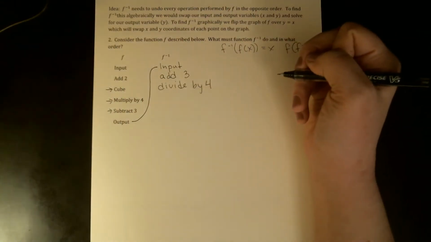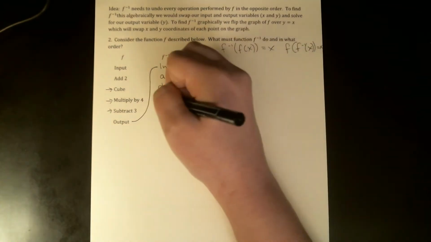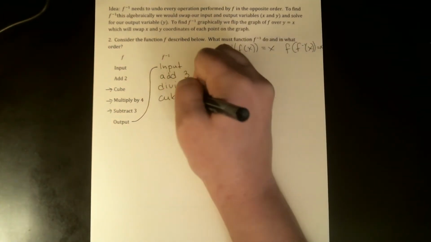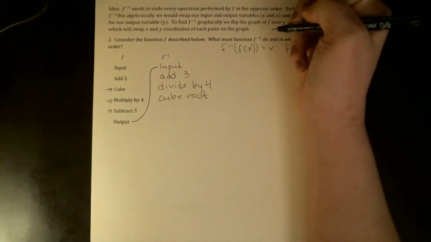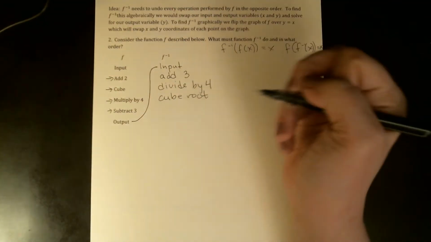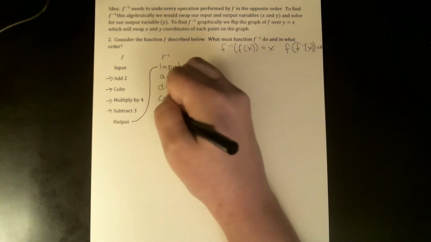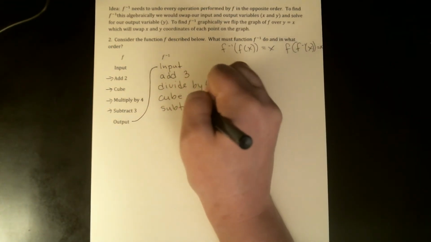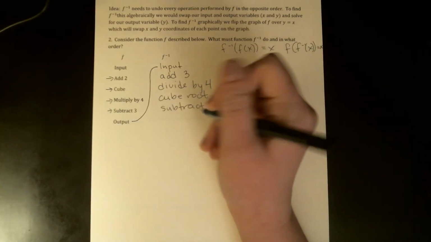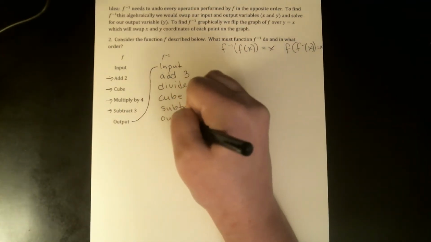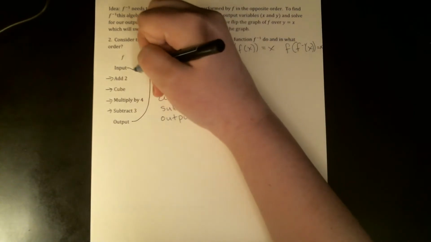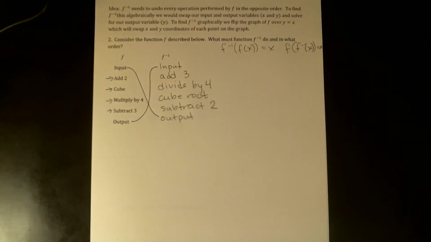Before that, f would have cubed whatever it had. So we want to cube root. And the very first thing it did was add 2 to our variable. So we want to subtract 2. That's the very last thing f inverse will do. And then we will get an output. And once again, it's really good to recognize that that output should match up with what would have been an input for function f. So the input-output pairs for f should match up with an output-input pair for f inverse. Inputs and outputs get flip-flopped.